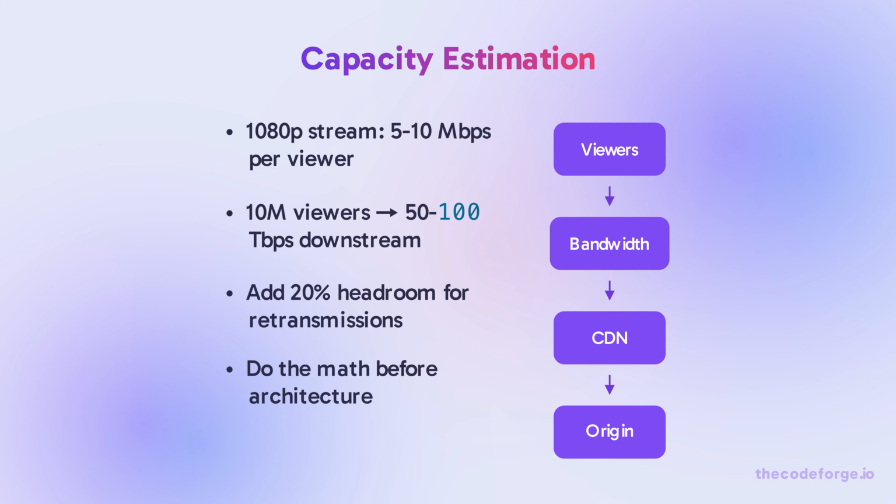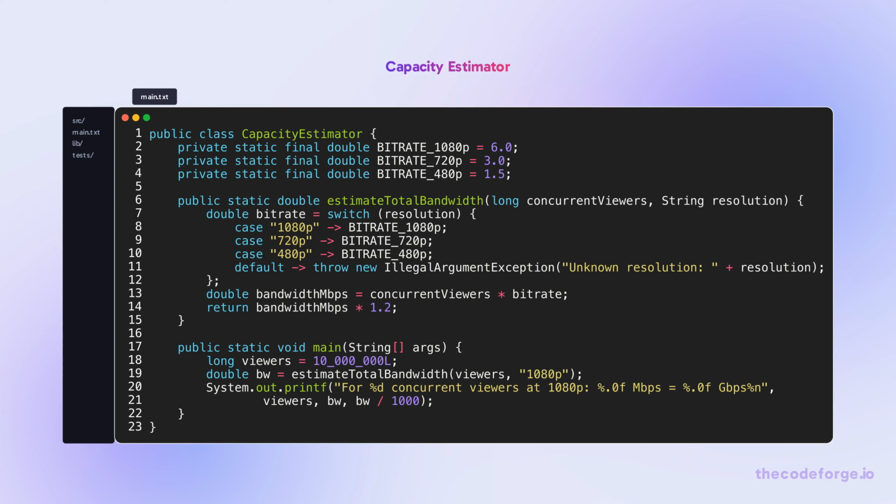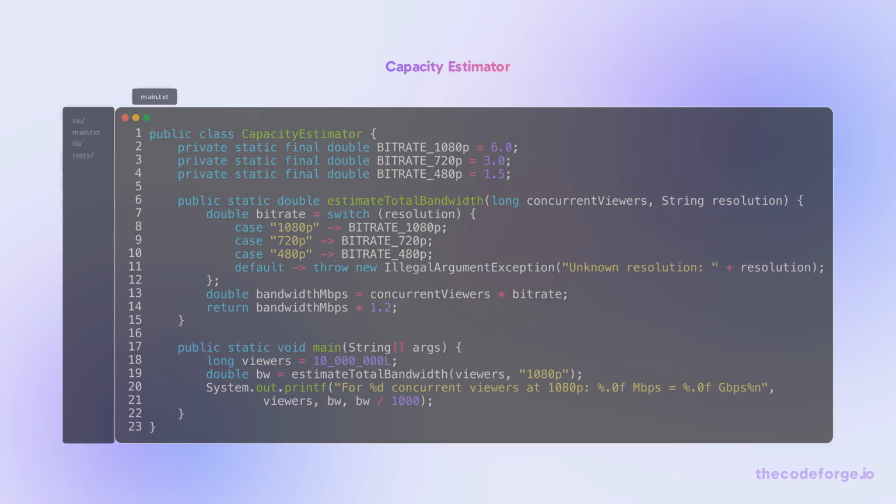Before drawing architecture, estimate capacity. A single 1080p stream at 6 Mbps for 10 million viewers requires 60 Tbps downstream. Always add headroom. This Java method estimates total bandwidth for a given resolution and viewer count. It multiplies viewers by bitrate and adds 20% headroom. For 10M viewers at 1080p, that's 72,000 Gbps.